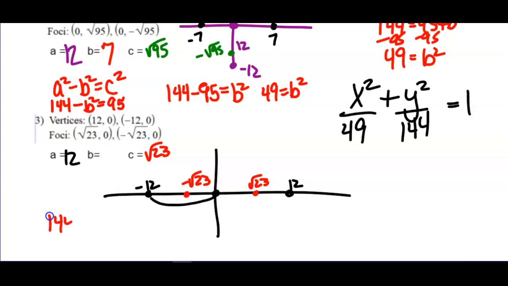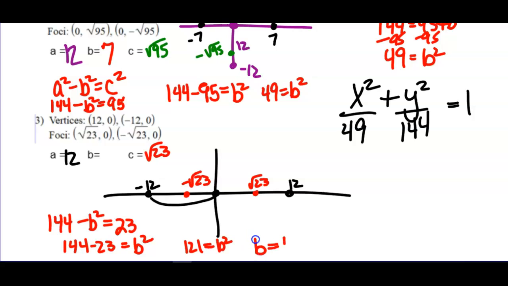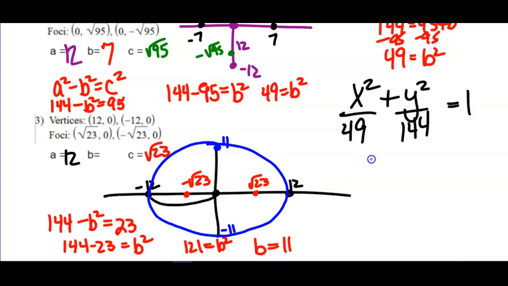So a squared would be 144 minus b squared would equal c squared, and that would be 23. So if we add b squared over here and subtract 23 over here, subtract and you get 121 equals b squared, which makes b 11. Remember I told you I thought this was going to be really round? That's because the foci are so close to the middle. So if you go up 11 and down 11, you'd almost get a circle. Ooh. Mine is not a circle because I'm just drawing in the middle of nowhere.